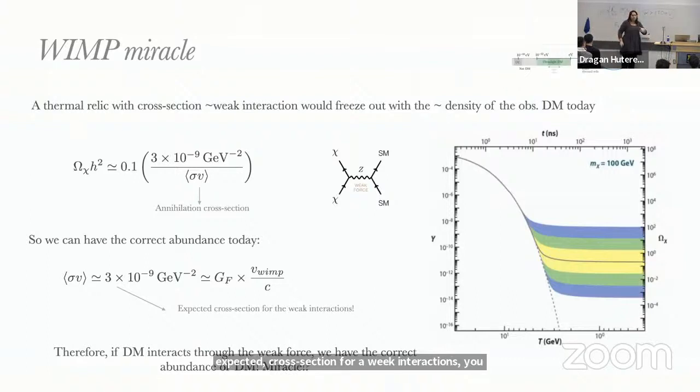So basically, you assume there is a massive particle. It interacts weakly, in thermal equilibrium with the universe. Because of freeze-out, you can calculate its abundance, and it matches perfectly with the abundance of dark matter that we measure today. So that's the miracle, right? So people were very excited.